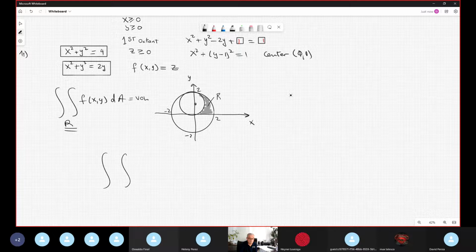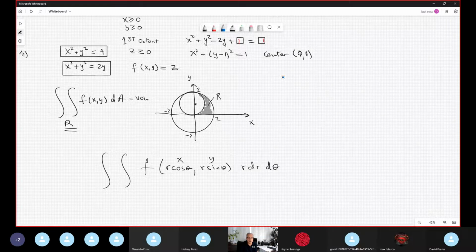Now, the integral function is f, that is the name, but x is r cosine theta. Use substitution, y is r sine theta. End of story. This is x, and this is y. And the Jacobian is r dr d theta. Correct? Yes, correct.